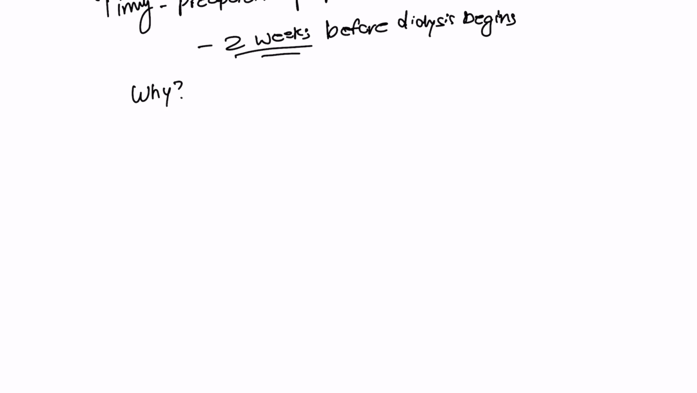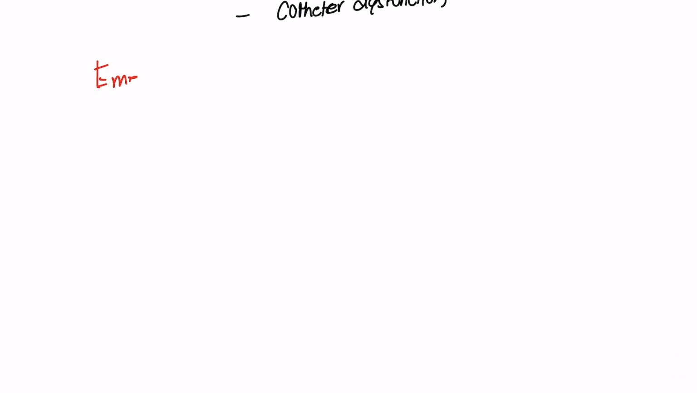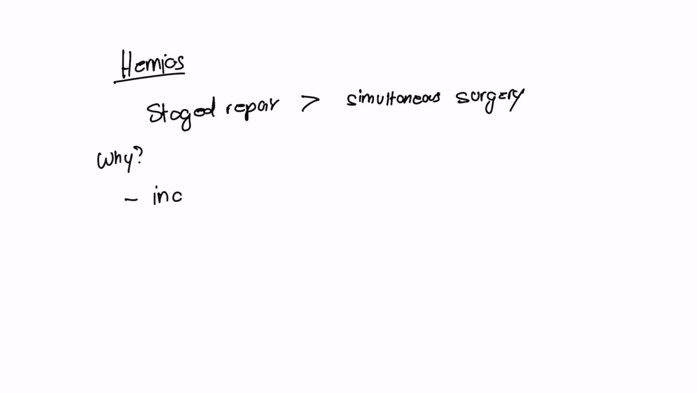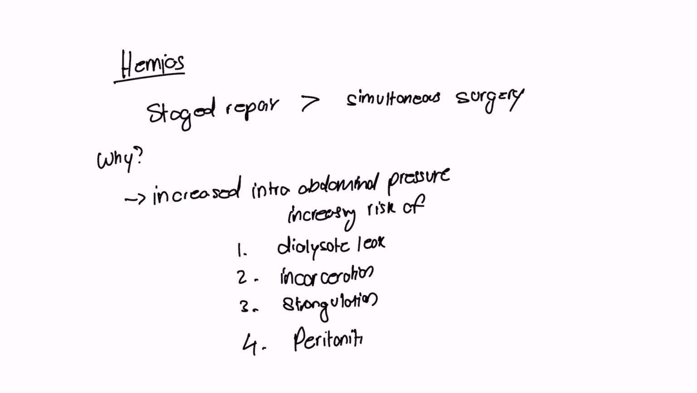Timing and preoperative preparation. Ideally, the catheter should be placed at least 2 weeks before dialysis begins. Why? Because early use increases the risk of dialysate leaks, exit site infections, and catheter dysfunction. In emergencies, however, dialysis may still begin within hours after placement. Hernias. For patients with abdominal hernias, staged repair is preferred over simultaneous surgery. Why? Because peritoneal dialysis increases intra-abdominal pressure, and this increases the risk of dialysate leaks again, incarceration of bowel through the hernia, strangulation, and even peritonitis.